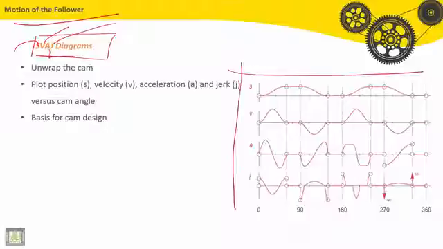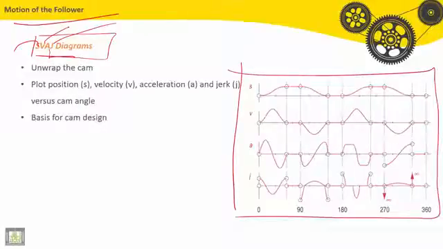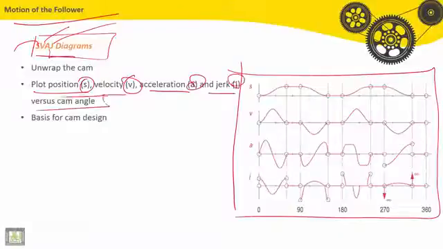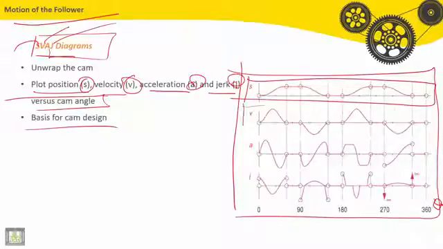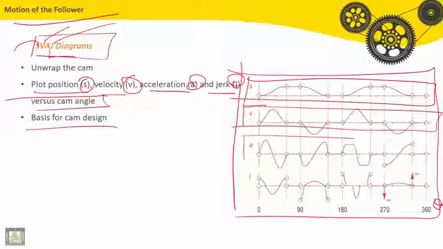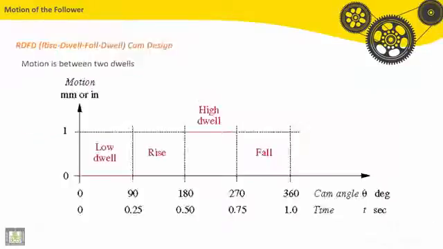This is an example of an SVAJ diagram. It consists of plotting position, velocity, acceleration, and jerk versus cam angle. So it is the basis of cam design. Here we have the diagram of the position. Here we have the diagram of velocity, the diagram of the acceleration, and finally the diagram of the jerk.